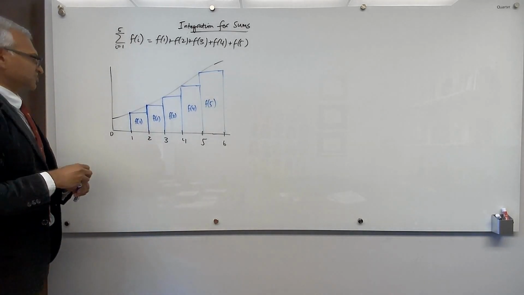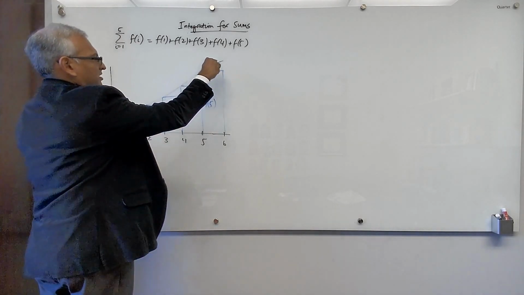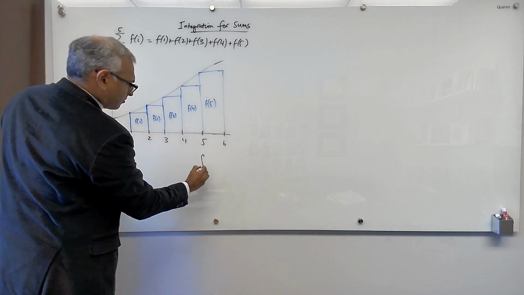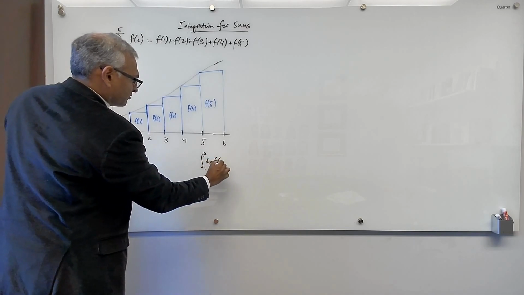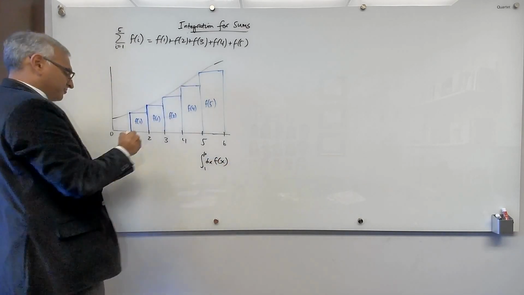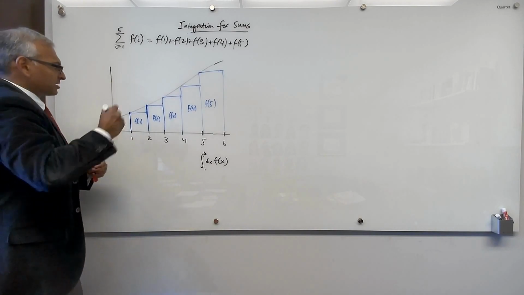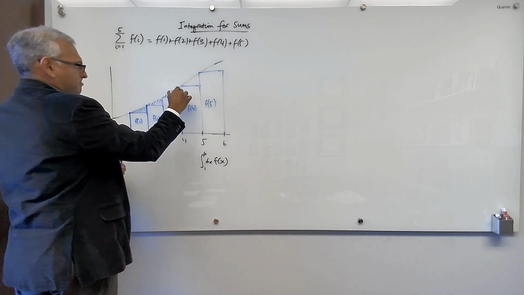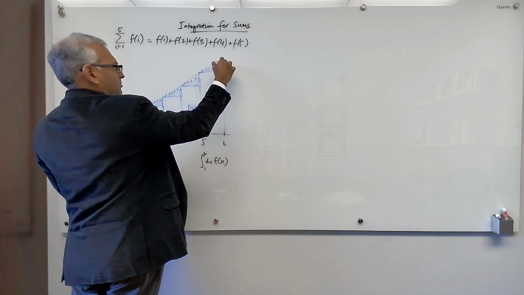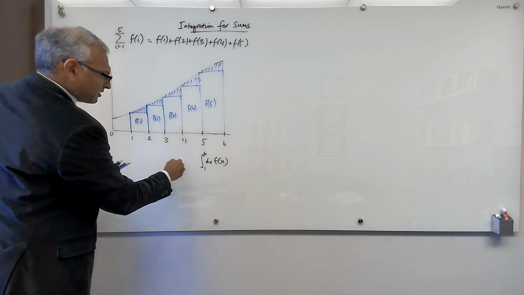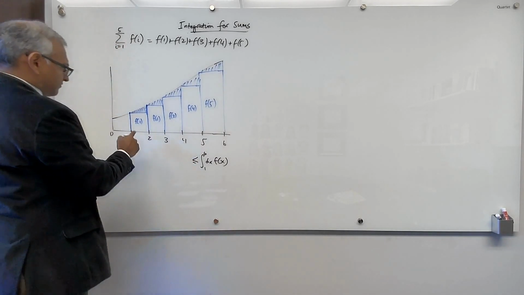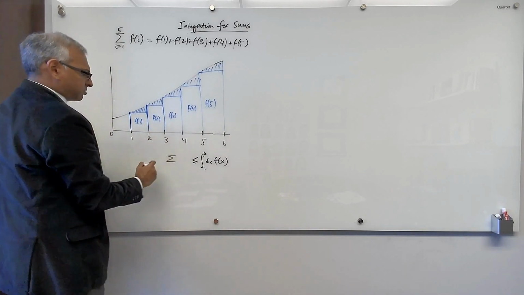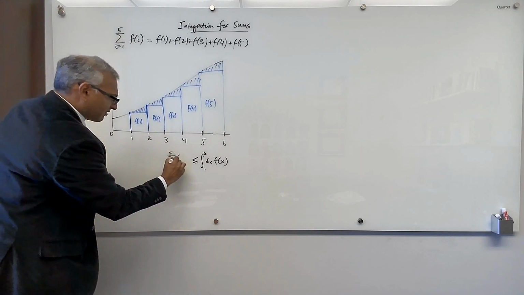Now observe that the area under the curve, which is the integral from 1 to 6 dx of f of x, exceeds the area under the blocks by some positive amount. So that means that the area under the curve is at least the sum of the areas of these blocks, which is the sum from i equals 1 to 5 of f of i.